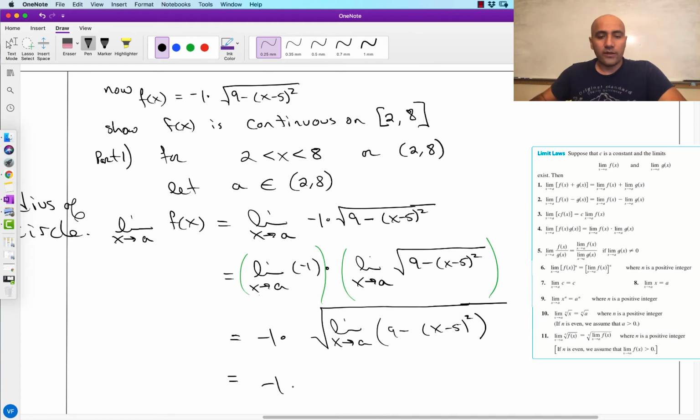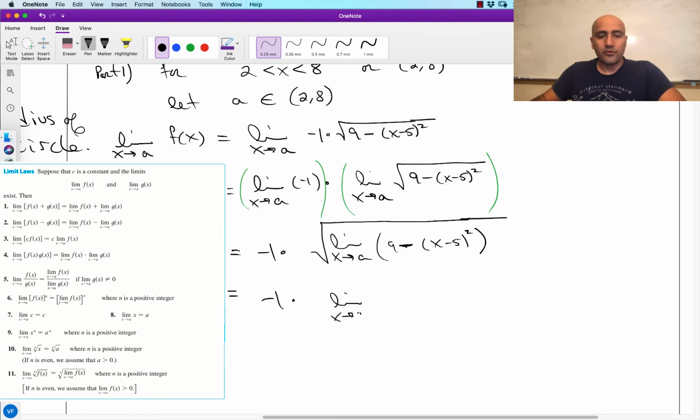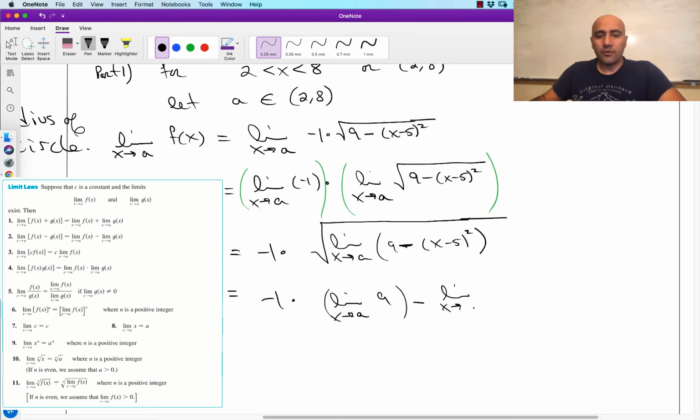Okay, so then we have negative 1 times. And again, we have another limit property that says that if we have a subtraction of two values like this, we can separate them. So this is going to end up being the limit as x approaches a of 9 minus the limit as x approaches a of (x minus 5) squared, all of that inside parentheses, a square root, right? Negative 1 times, okay, and again we have the rule with a constant. The limit as x approaches a of the constant 9 is just going to be 9.